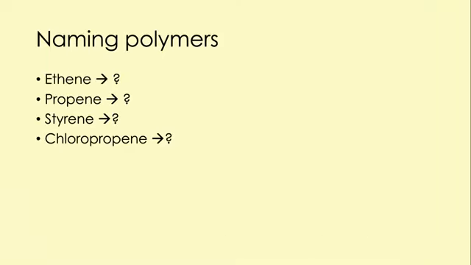So let's have a bit of practice here. I've already told you the answer to the first one. So ethene, all we do is we write the word poly. For each of these, we just start with poly. Remember, these are the names of the monomer.